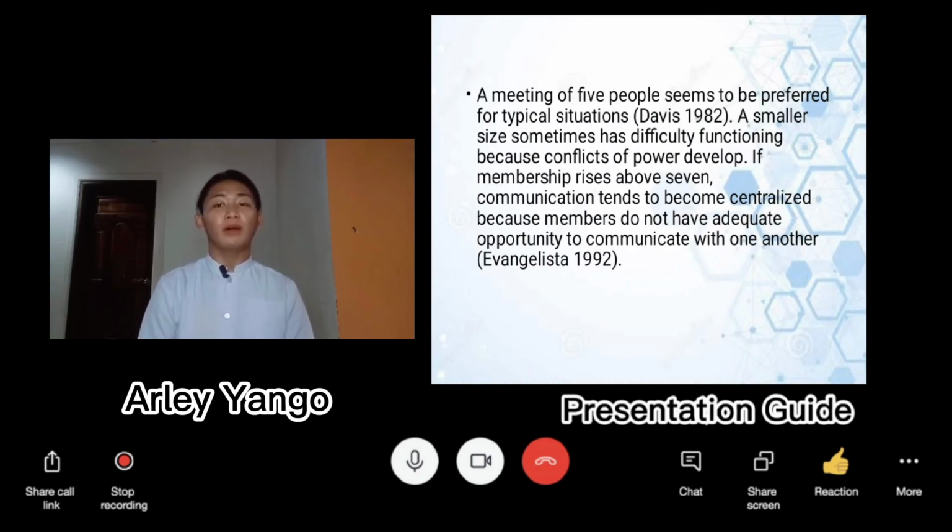A meeting of 5 people seems to be preferred for typical situations. A smaller size sometimes has difficulty functioning because conflicts of power develop. If membership rises above 7, communication tends to become centralized because members do not have adequate opportunity to communicate with one another. So, if there are 5 members in a barkada, that is best. If it is fewer than 4, the group will struggle because they are so few and cannot develop strengths much. If the members of a barkada are 7 or more, they will struggle even more because with so many, others will not get much of a chance to talk.